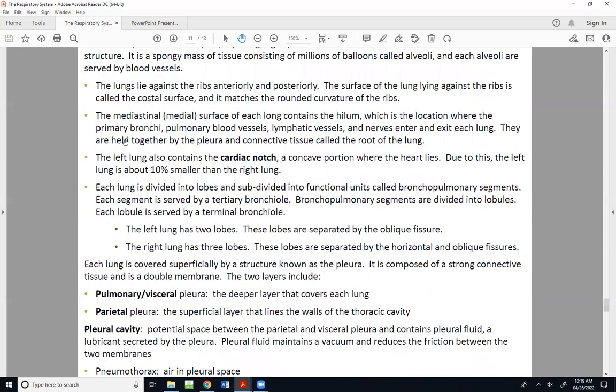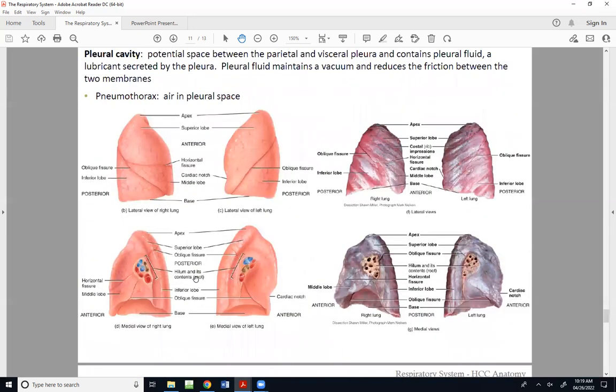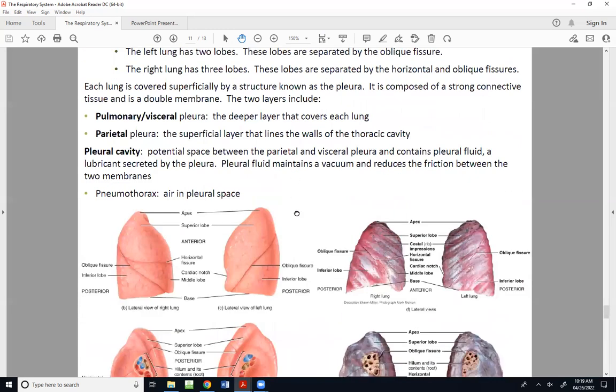They're held together by the pleura, which we'll talk about here in a second, and connective tissue called the root of the lung, which is why you see in parentheses, root is labeled.